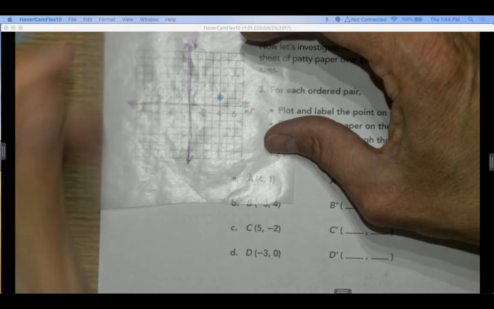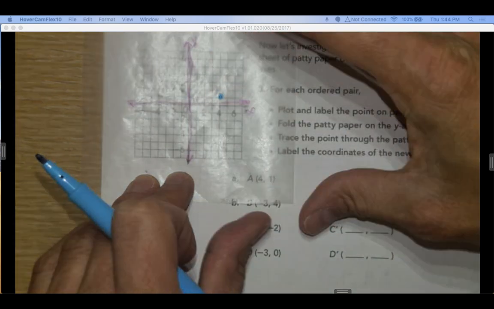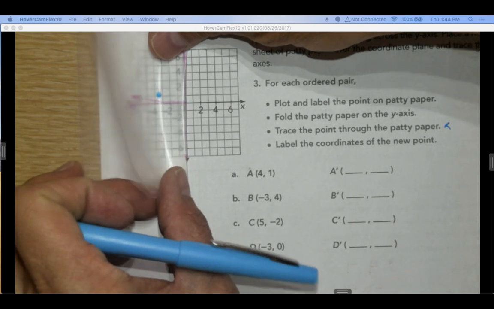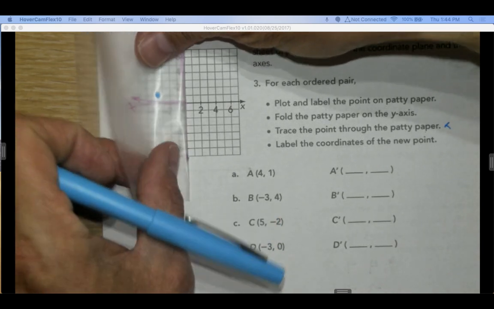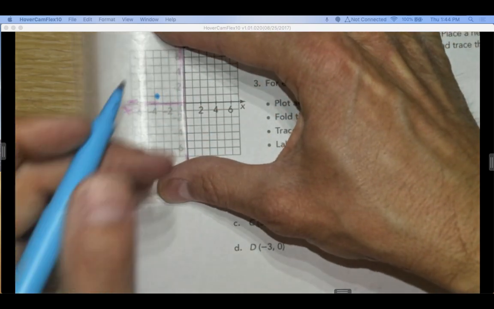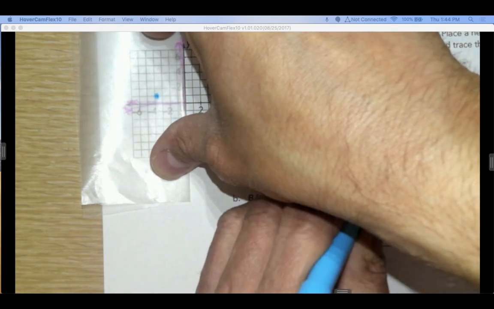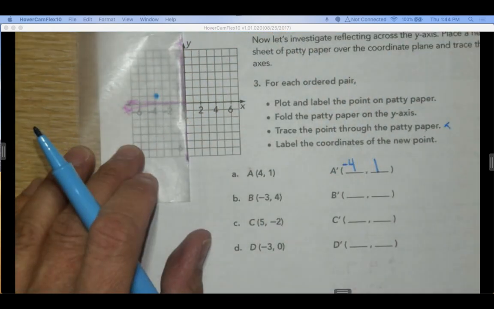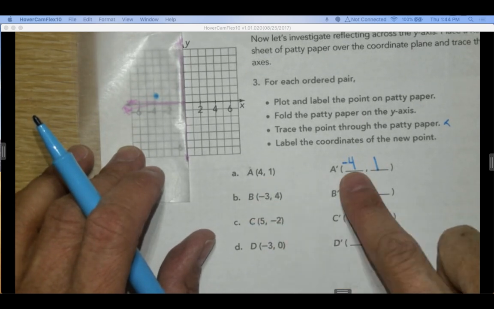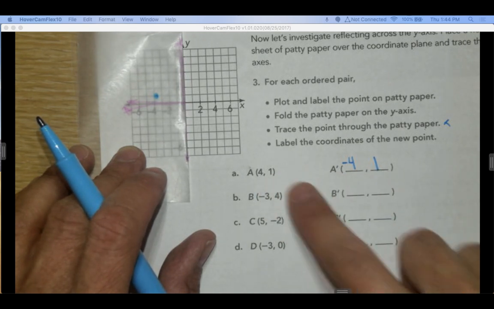4, 1. Then now I need to fold the patty on the y-axis. So I don't need to go on the x. I need to fold it on the y-axis. I'm folding it on the y-axis. And then if I've done it correctly, which I'm fairly close to doing, I would now have -4, but it's still 1. And so that is what happens there. The first coordinate switched from a positive to a negative. The second coordinate, the y coordinate, stayed the same.